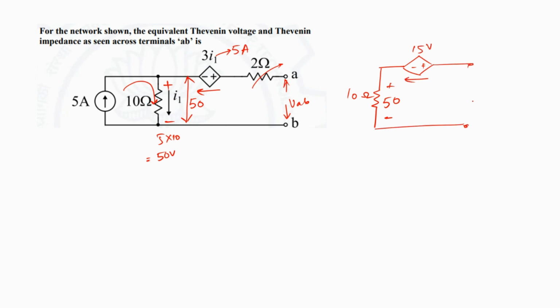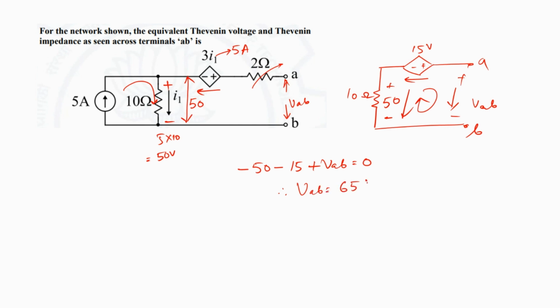Therefore we can find out that VAB is nothing but, so applying KVL, if this is plus minus, I can say that let me assume this to be my direction. So minus 50 minus 15 plus VAB is equal to 0. Therefore, VAB is nothing but 65 volts. So therefore, the Thevenin's voltage over here is nothing but 65 volts.